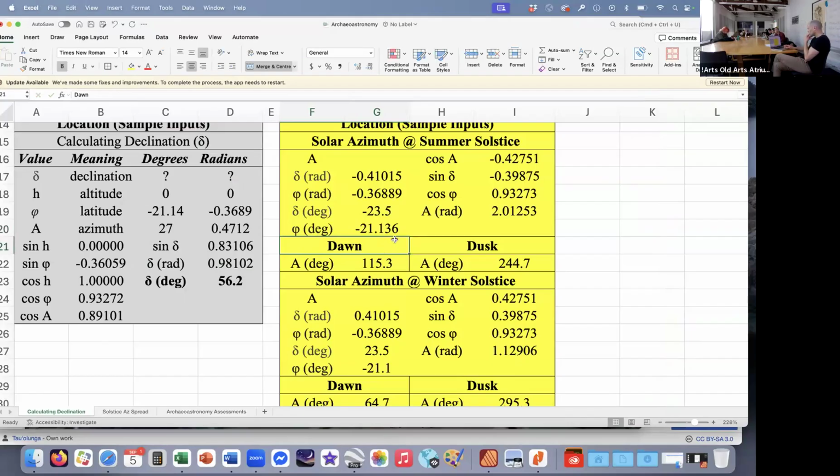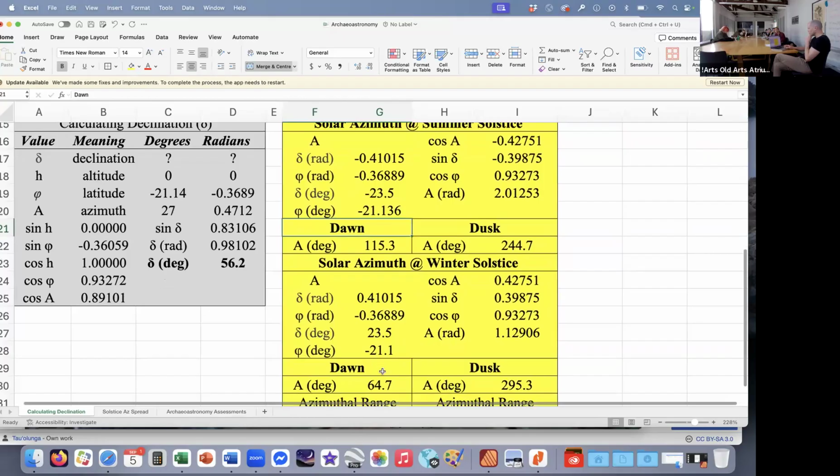So when you convert these, this tells me that the azimuth of the rising sun at the summer solstice is going to be 115 degrees, but at winter solstice it's going to be 64 degrees. Either way, do either of those match 56? No, it's not even inside the range. So does that hypothesis hold up? No, it doesn't.